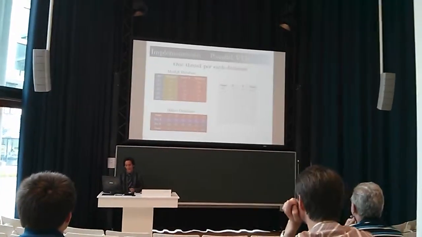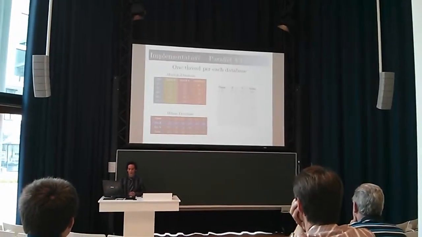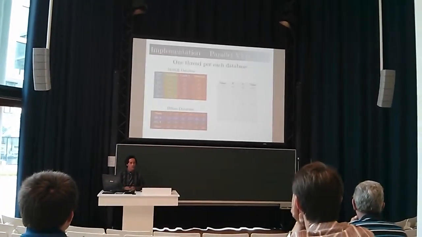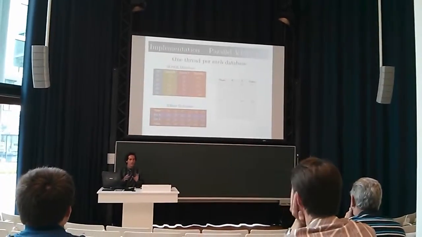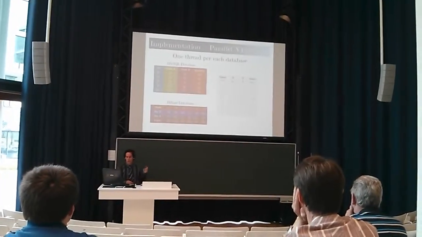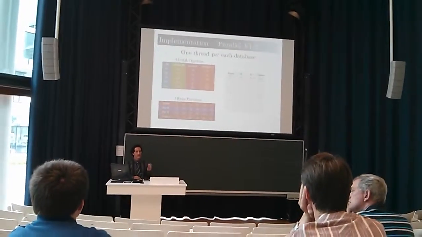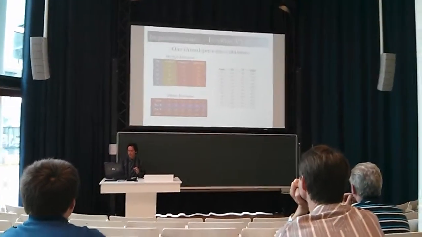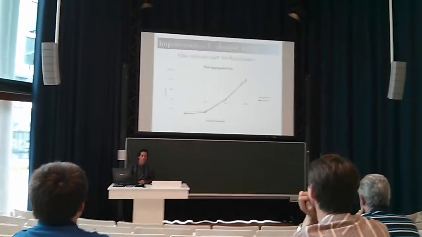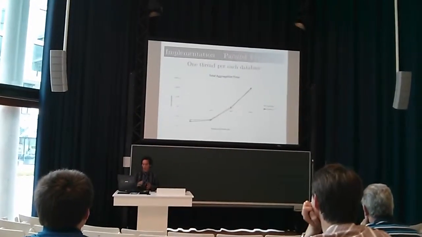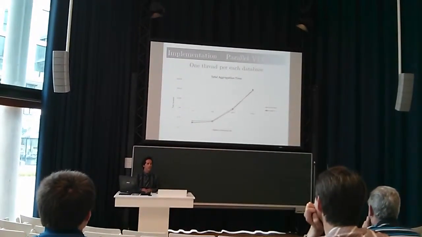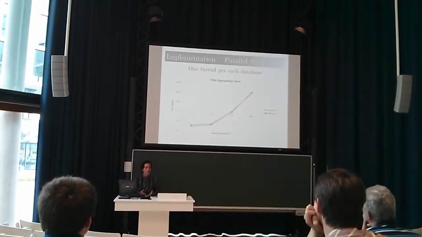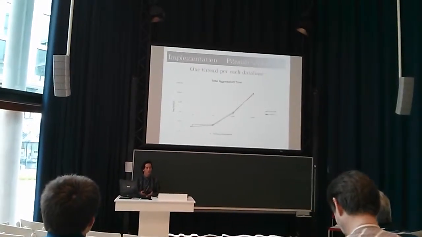So how do we do this in parallel? We have different ways of doing it. The first way we tried was using one thread for each database. So as we see in the table, both tables are going to provide the data in parallel. What happened when we did this? When you have more entries in your databases, it actually becomes slower. So your parallel algorithm is slower than your sequential one.